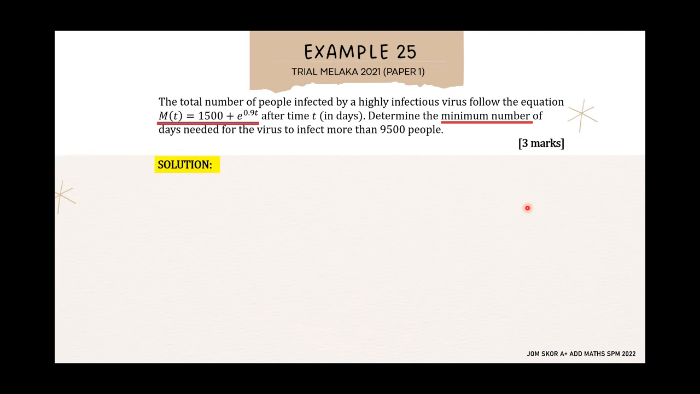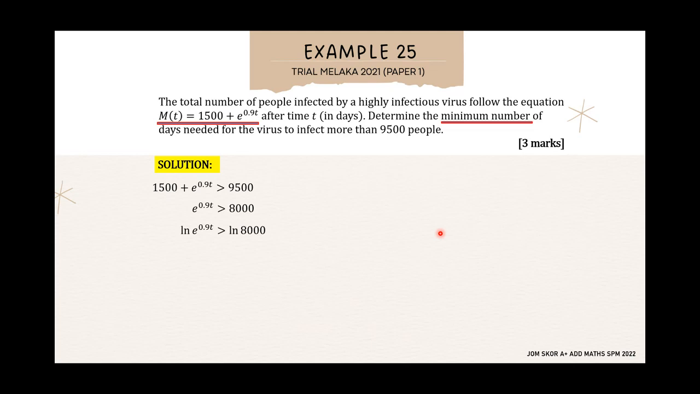So, keyword dekat sini, more than. Dia bagi kita satu function. Jadi, kita nak cuba express dalam mathematical form. Samalah juga dengan 1,500 plus e to the power of 0.9t greater than 9,500. Okay, simplify. Akan dapat e to the power of 0.9t is greater than 8,000. Kita dapat 9,500 tolak dengan 1,500. Okay, just simplifying our inequality dekat sini.